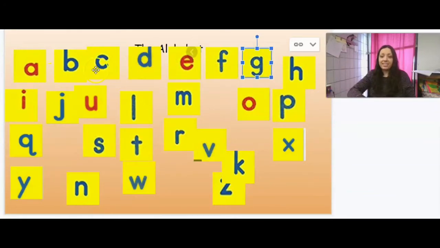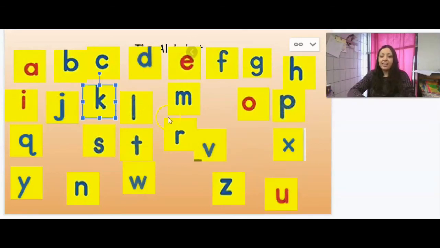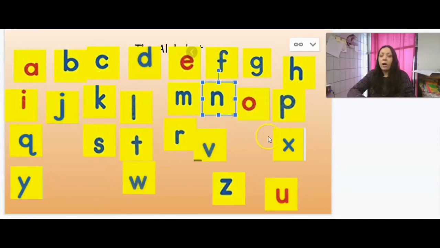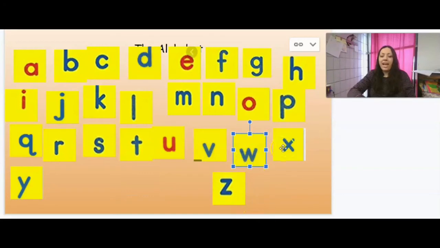So let's say those letters so far. A, B, C, D, E, F, G, H. Then I, J. Wait a second. What do I need right there? K. Very good. So K, L, M, then N. Very good. O, P, Q, R. Perfect. S, T, U. Very good. V, W, X, Y, Z. Good job.